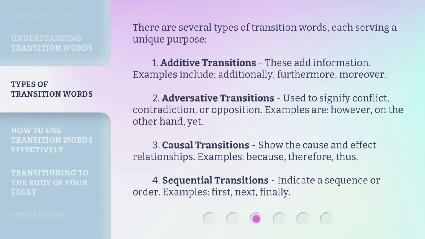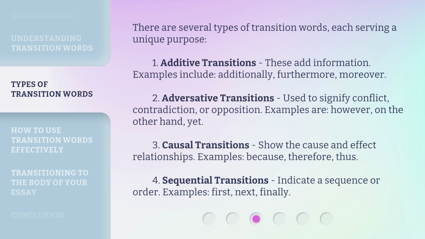There are several types of transition words, each serving a unique purpose. 1. Additive transitions. These add information. Examples include additionally, furthermore, moreover. 2. Adversative transitions. Used to signify conflict, contradiction, or opposition. Examples are, however, on the other hand, yet.